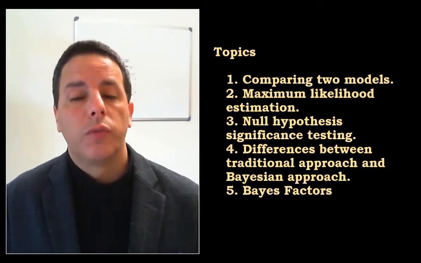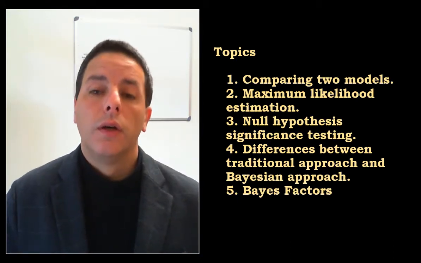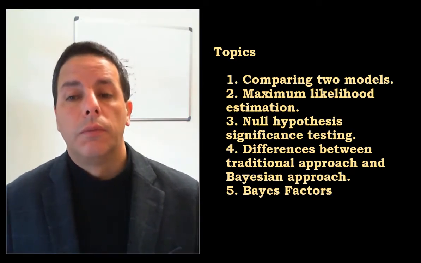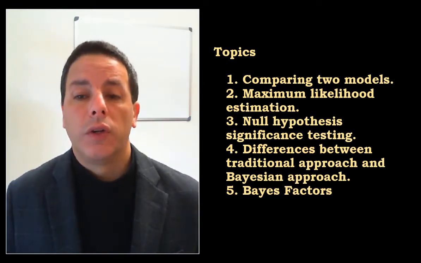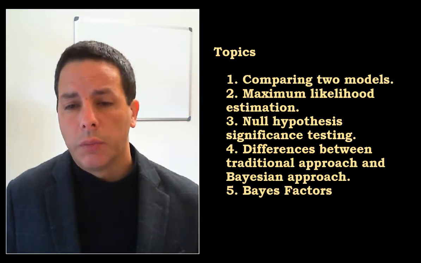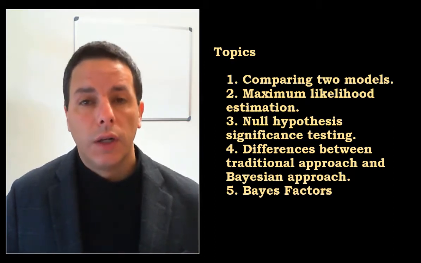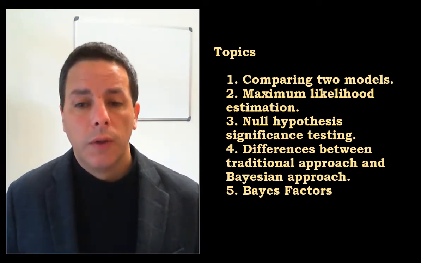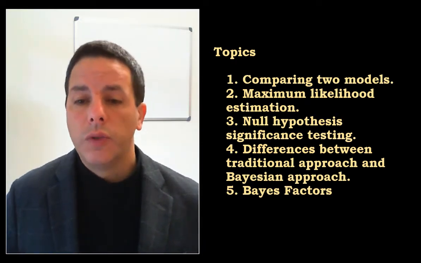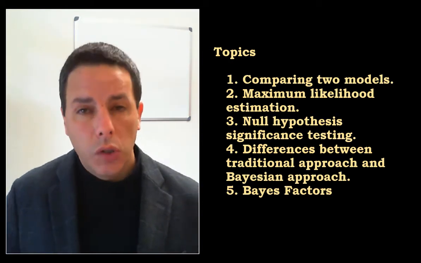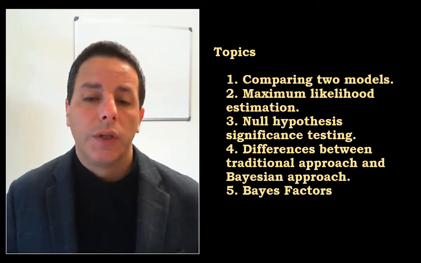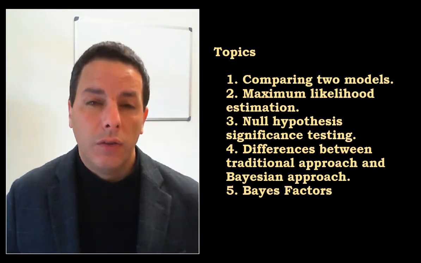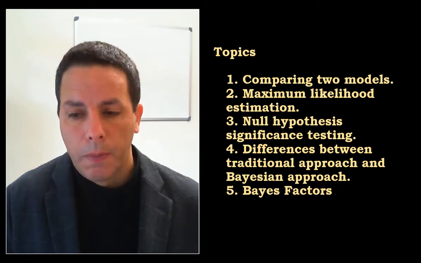The topics for this explainer are the following. One, comparing two models in general. Then the second topic is maximum likelihood estimation, which is one of the traditional approaches. The third is null hypothesis significance testing, which is another traditional approach. Fourth, differences between traditional approach and Bayesian approach. And final topic is Bayes factors, which is the approach we use in the Bayesian model comparison approach.